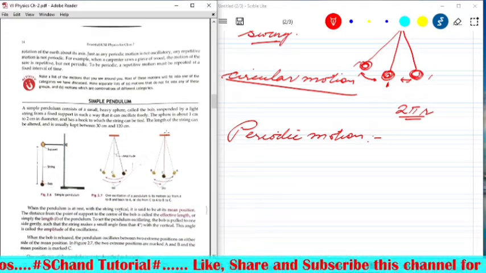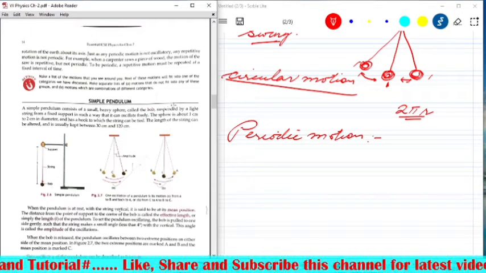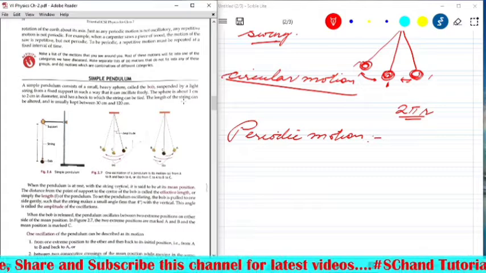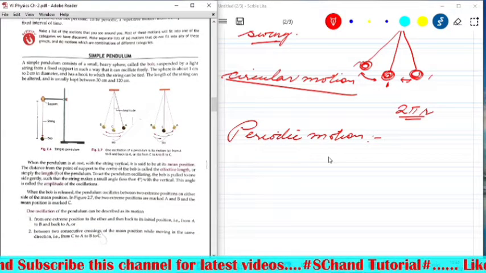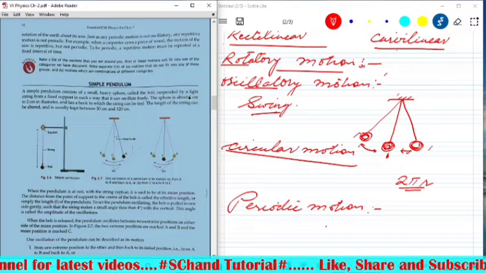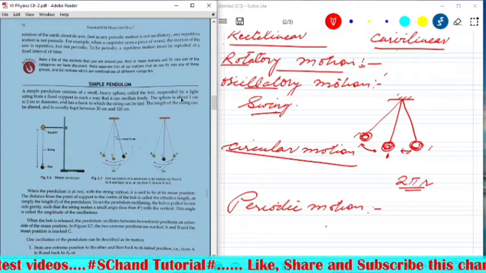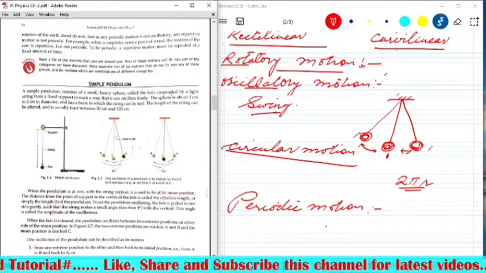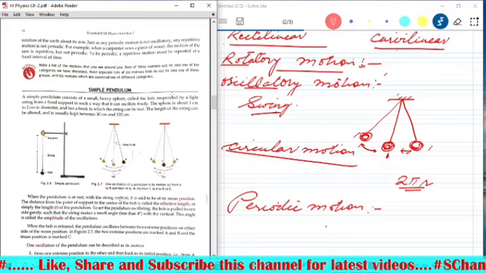So there are different types of motion. You can do some activities and categorize all these motions into different categories, or types of motion that you see in your daily life. So for periodic motion, the repetitive motion must be repeated at a fixed interval of time. This you have to remember.